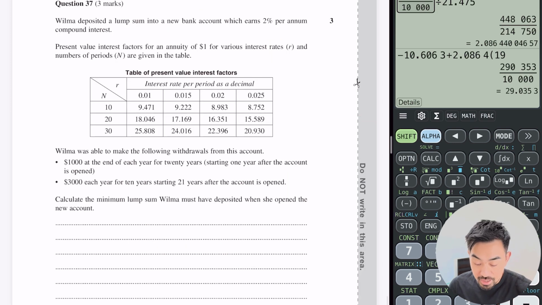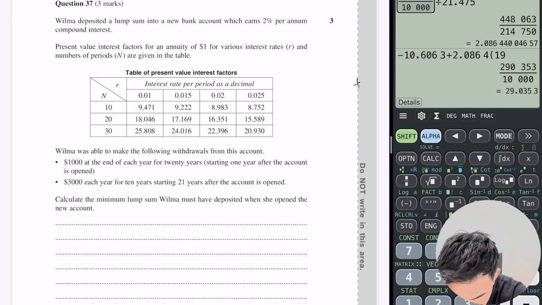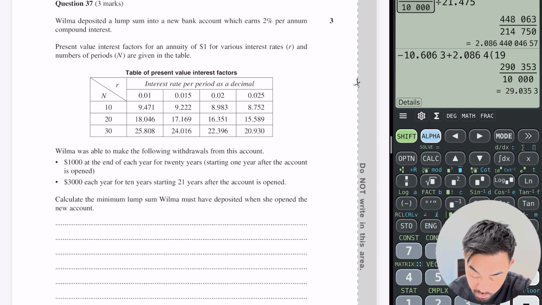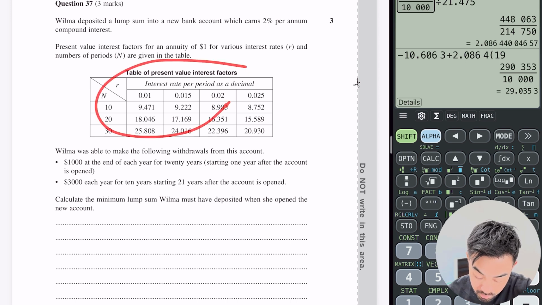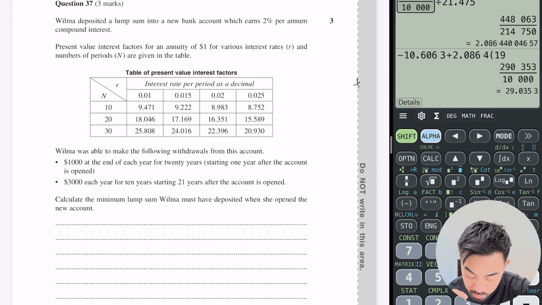All right, guys, this is it. Last question. So, Wilma deposited a lump sum in a new bank account which earns 2% per annum compound interest. Present value interest factors for an annuity of $1, for various interest rates and periods, are given by this table here. Wilma was able to make the following withdrawals from this account: $1,000 at the end of each year for 20 years, starting 1 year after the account opened, and $3,000 each year for 10 years, starting 21 years after the account opened. Calculate the minimum lump sum Wilma must have deposited when she opened the new account.